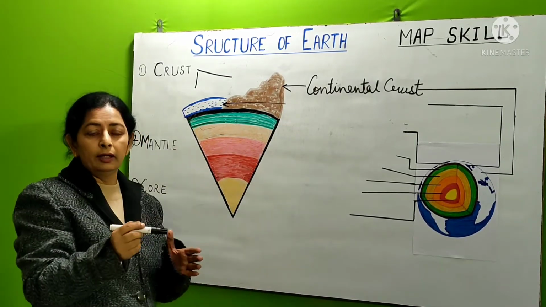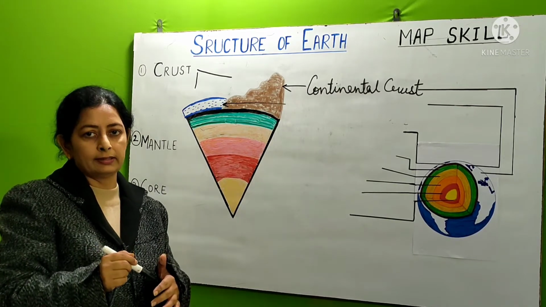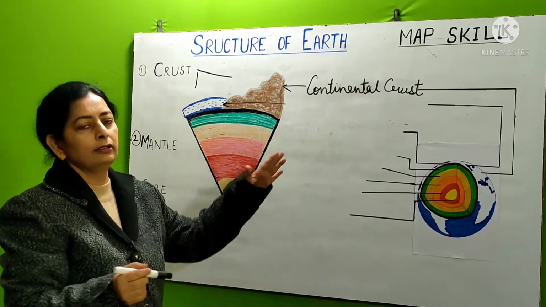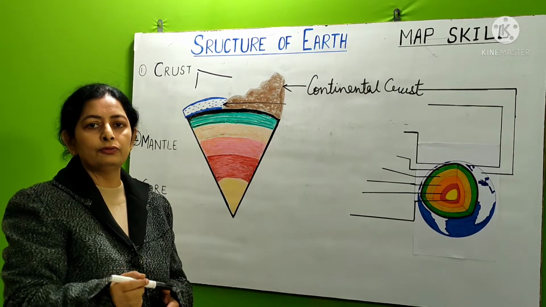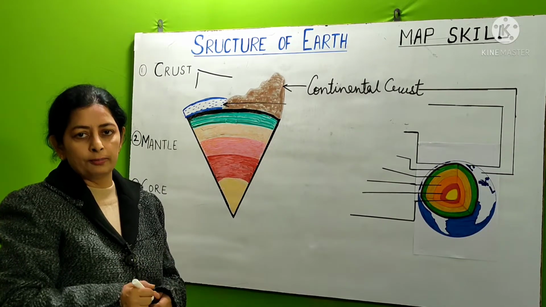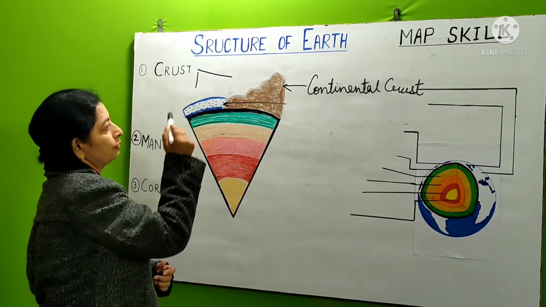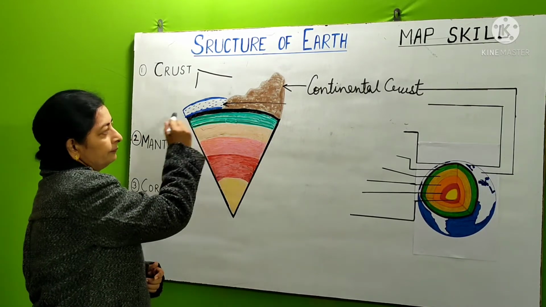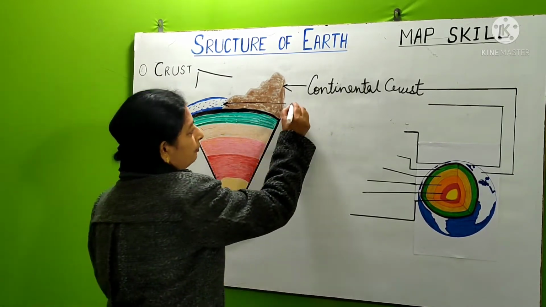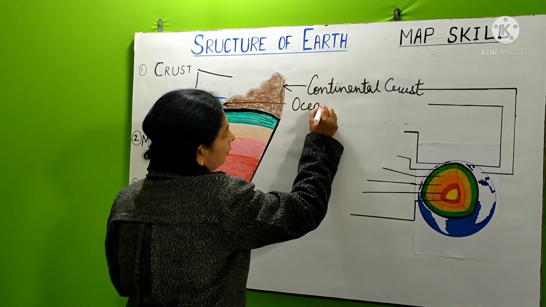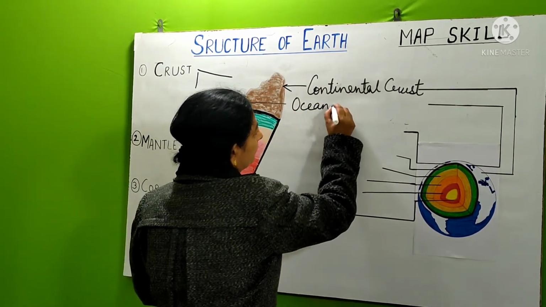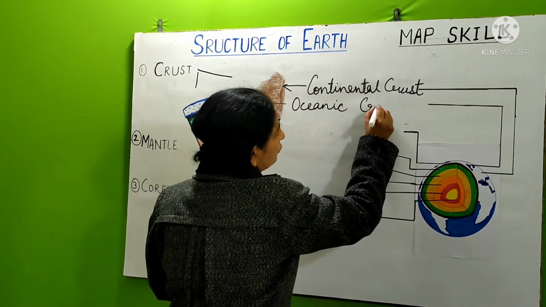This is thicker but the density is very less. The density of this is nearly in between 2 to 2.7 gram per cubic centimeter. Next is oceanic crust, this layer. The ocean one, the ocean body wherever it is found, oceans and seas. This is known as oceanic crust.